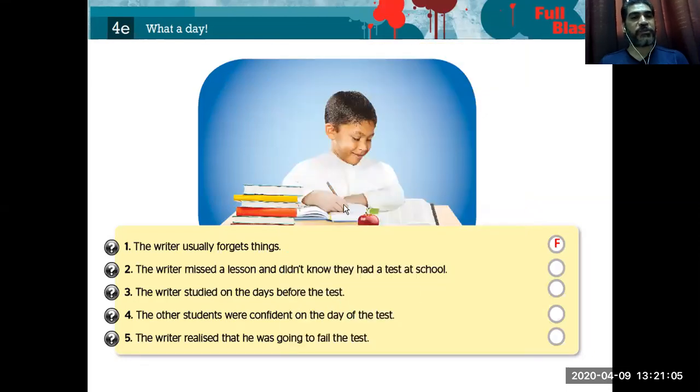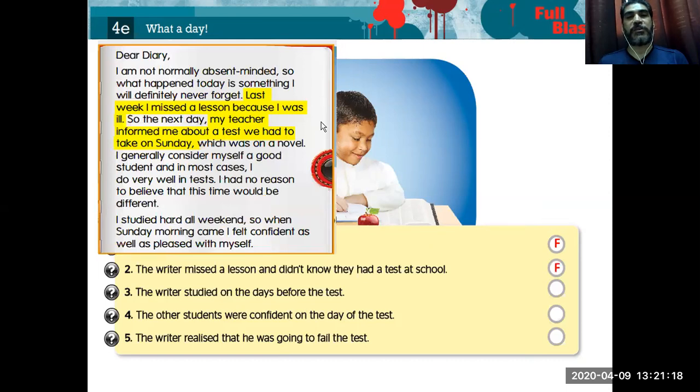Who can read number two? Hamza? The writer missed a lesson and didn't know they had a test at school. False. Look, the next day. Read, Hamza. Read the answer. Last week I missed a lesson because I was ill. My teacher informed me about a test we had to take on Sunday. On Sunday, not on the day where he was absent. Okay. Now, Muhammad al-Busri. Alright, sir.